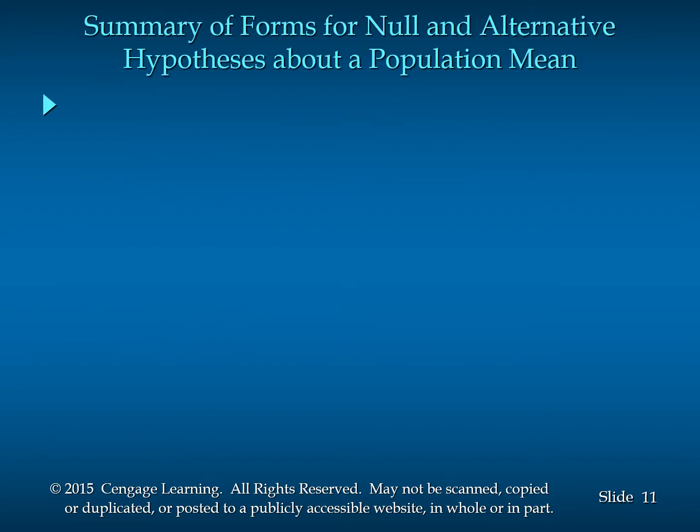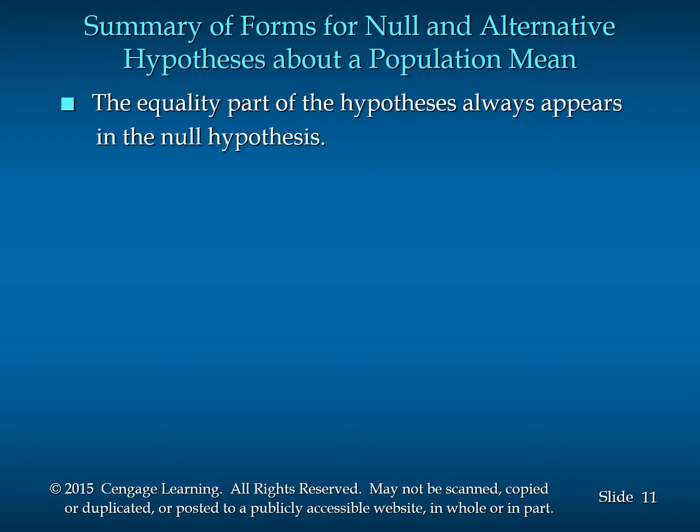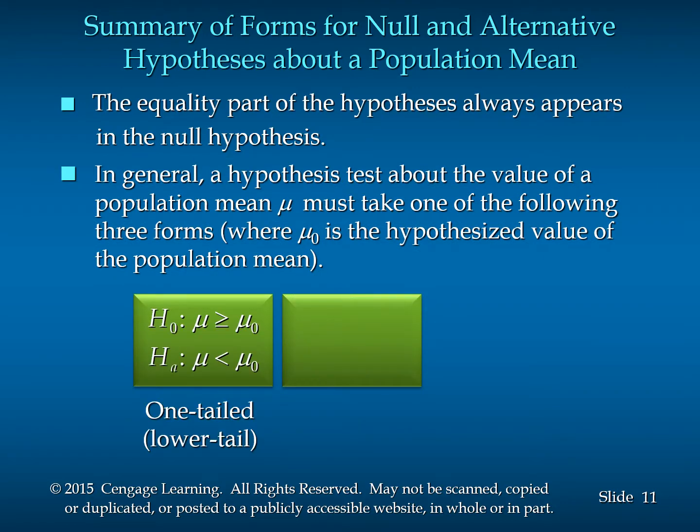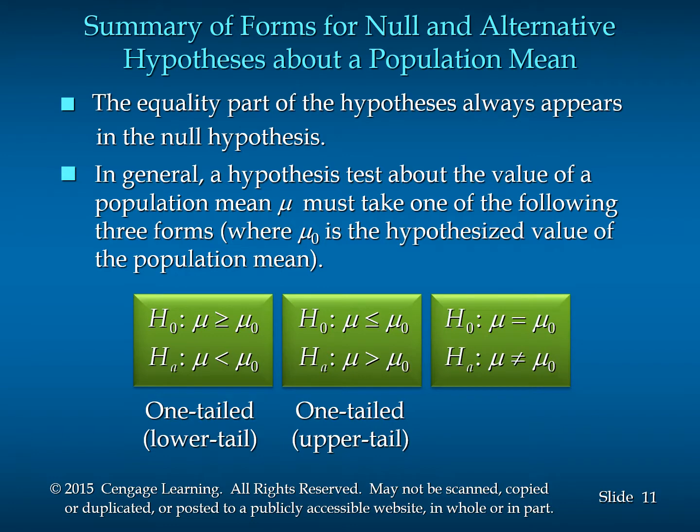This slide shows a summary of the three types of null and alternative hypothesis forms: one-tailed lower, one-tailed upper, and a two-tailed test. Now, if you look closely at this, the null hypothesis H0 in all three cases has the equal sign as part of the relationship, and the alternative hypothesis in all three cases does not have the equal sign. It's either greater than, less than, or not equal to.